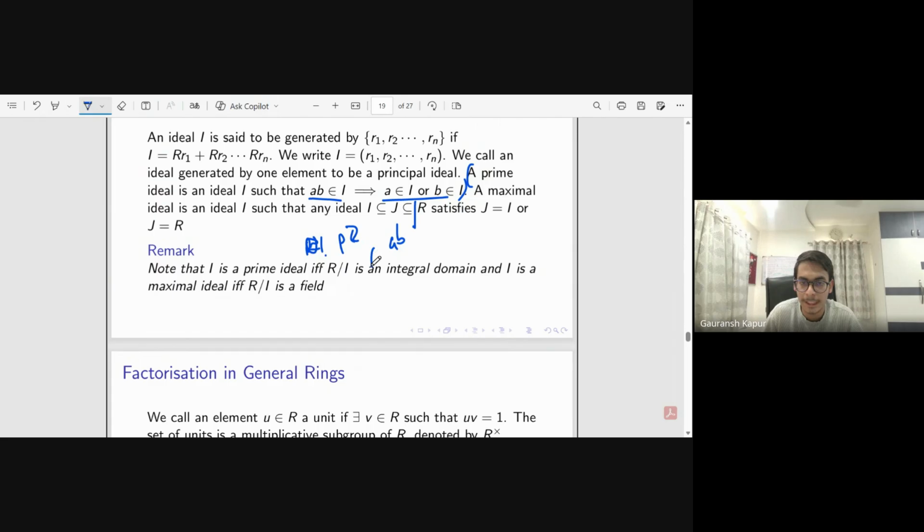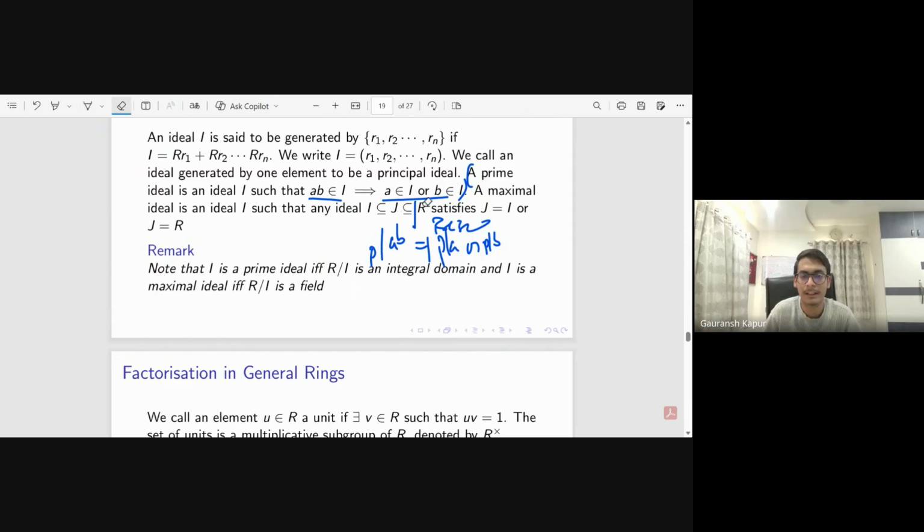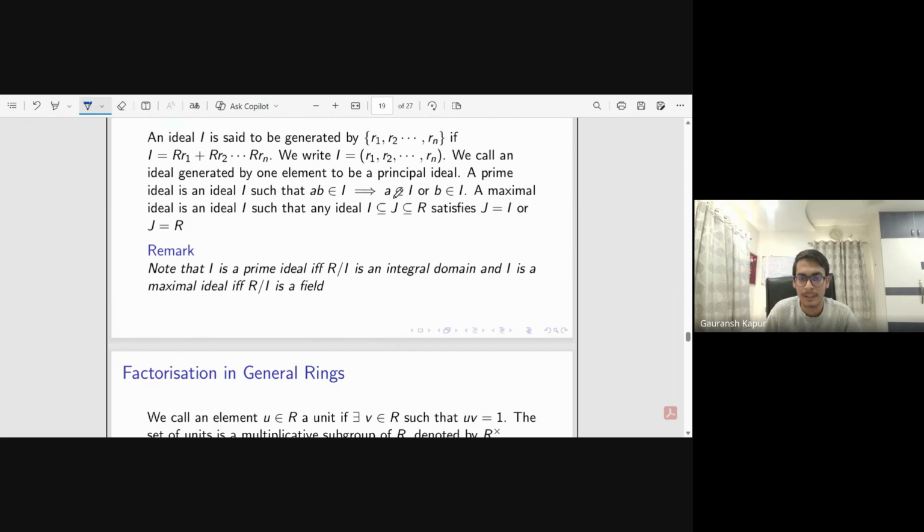Because if a prime number divides the product of two numbers, then we know that it should divide either one of these, by Bezout's lemma and similar arguments. And we call an ideal I maximal if there is no other proper ideal containing it. So if there is some ideal J which contains I, then either J should be equal to I or J should be the entire ring.